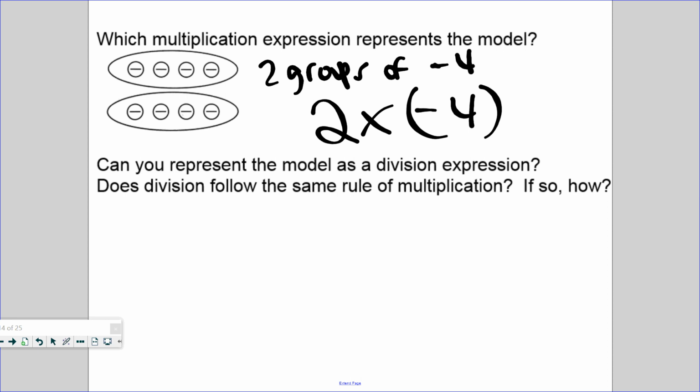Can you represent this model as a division expression? Well, how many negatives do I have in all? I have 8 negatives. I divide it into how many groups? 2 groups. So -8 divided into 2 groups is -4.